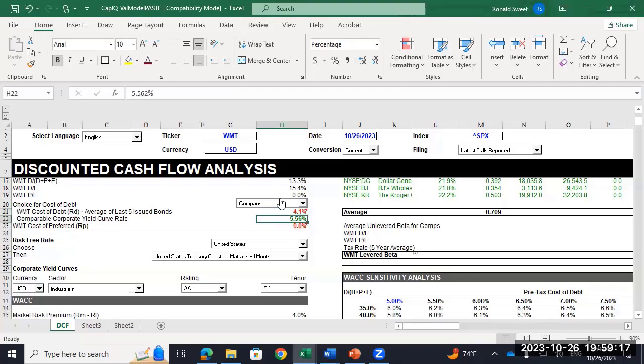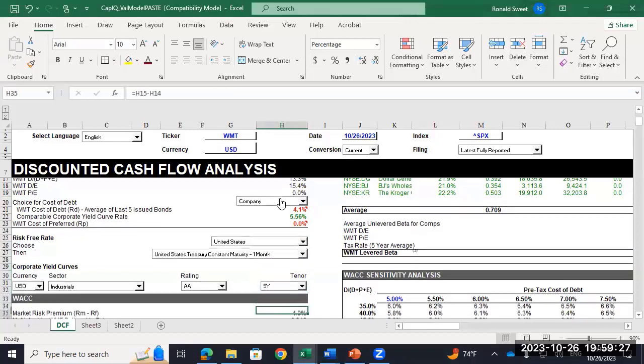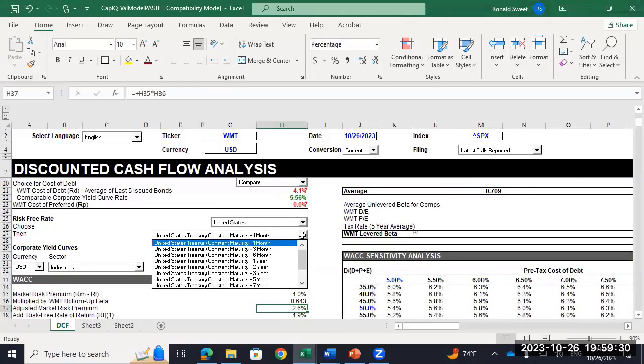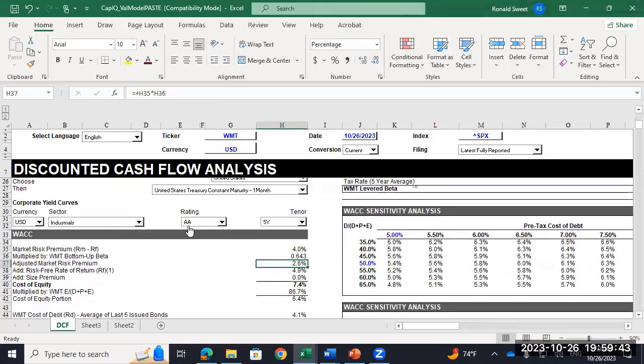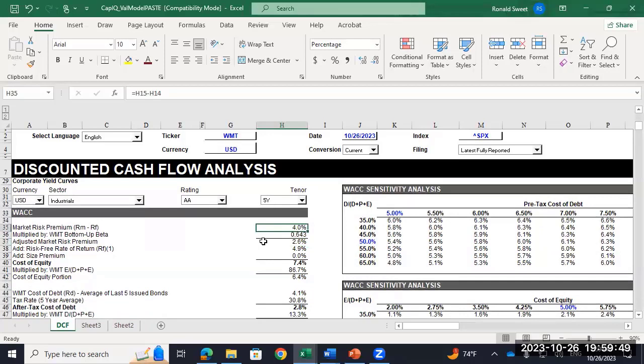All right. They don't have any preferred stocks, so that's kind of nice. You can take that out. Risk-free rate, United States. Oh, there's the drop down you were talking about. I can't change that, but if you're on Capital IQ, you can use these drop downs. All of you are doing U.S. companies, so that's the one drop down you might change. Corporate yield curve, you probably would just stick with what they have. So the market risk premium, there's that 4%. Remember, I took the 10-year plus 4%. So they got that right number there.